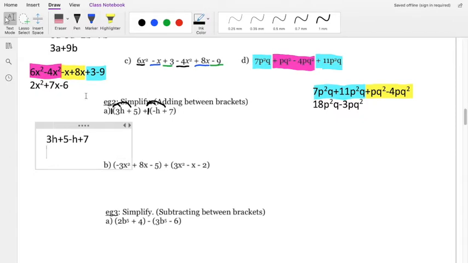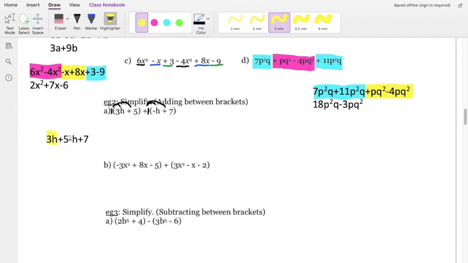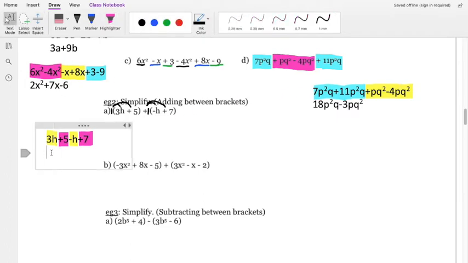Now we're going to get a little more advanced here. All I'm going to do is highlight what's common between them. We're going to identify our like terms, and we're going to skip that middle step now. If you want to do this step, by all means do it, but it's not 100% necessary. If you can see 3h minus h is going to equal 2h, and 5 plus 7 is going to equal 12, you can skip ahead and do that part. Okay?